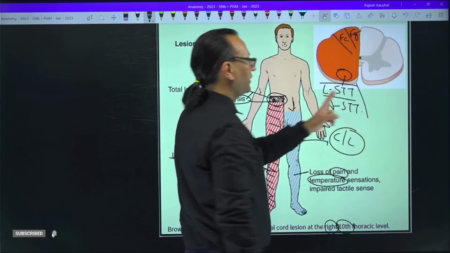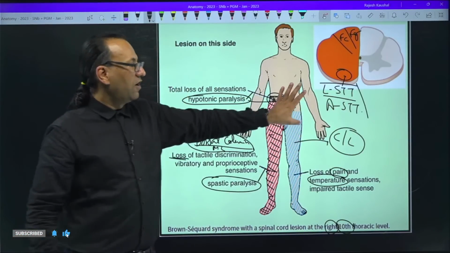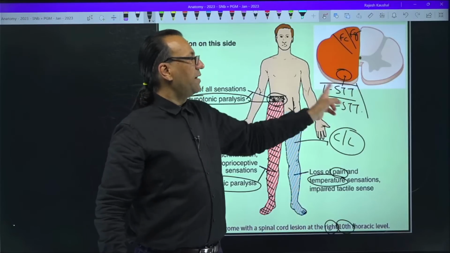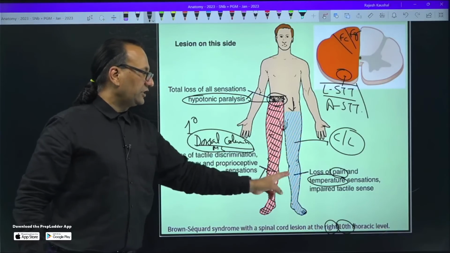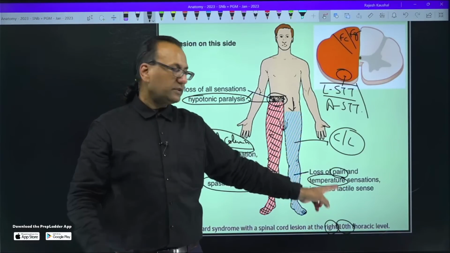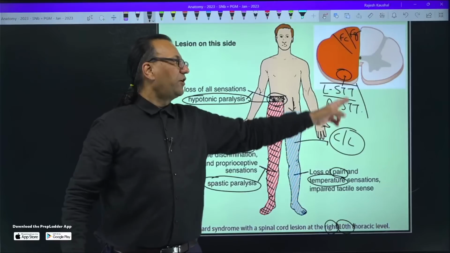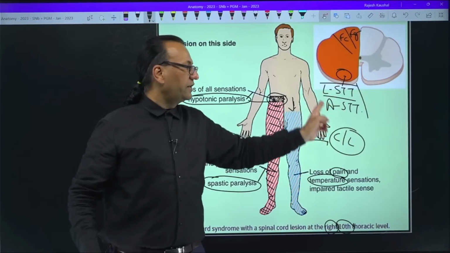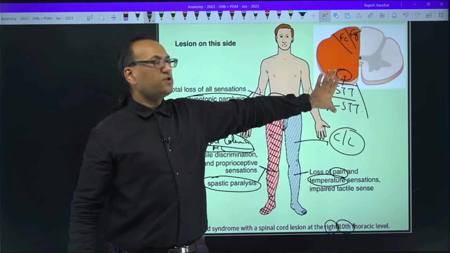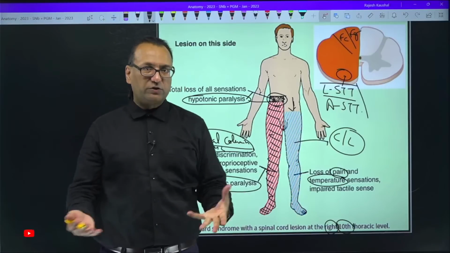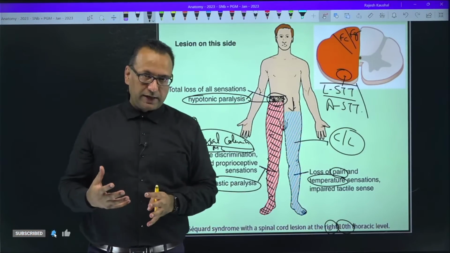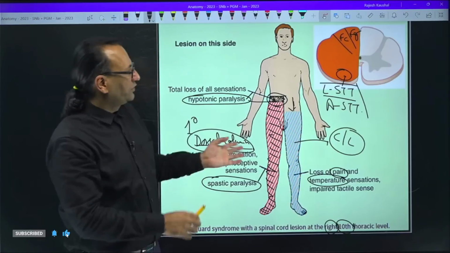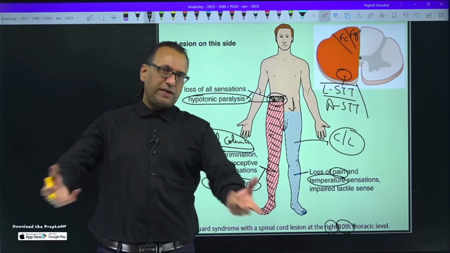And spinothalamic tract is almost always running contralateral when it was damaged here. So not only pain and temperature, but also crude touch sensation will be lost on the opposite side, because spinothalamic tract may be anterior or lateral, it runs contralaterally. If lesion is on the right side, problem will be on the left side. Brown-Sequard syndrome.